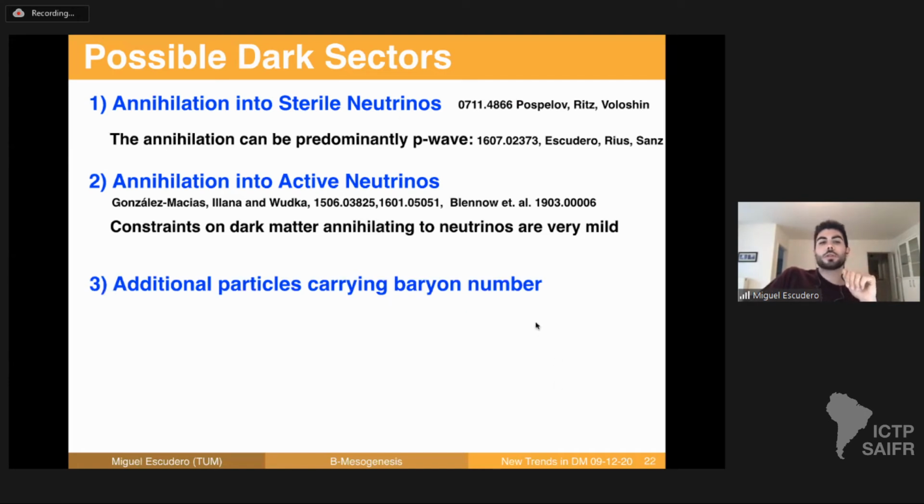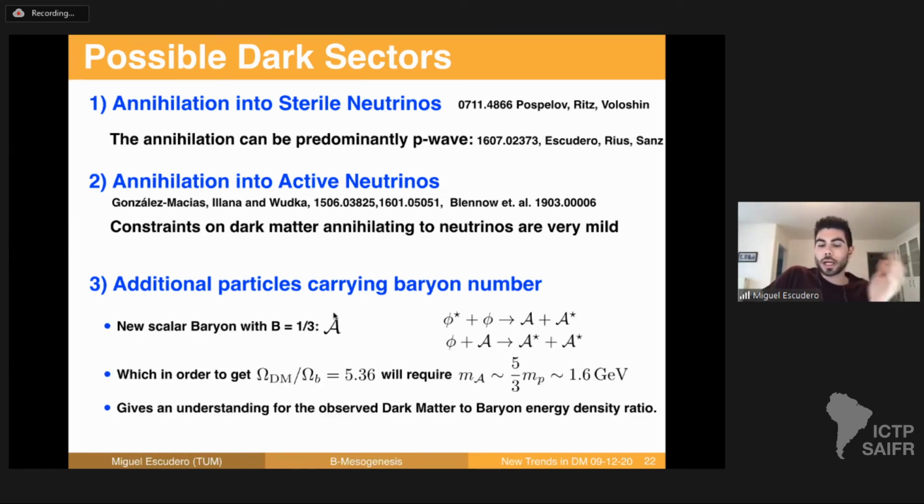And finally, the third possibility that we highlighted was that maybe there are additional particles carrying baryon number in the dark sector. Why could this be relevant? Well, if dark matter is made of only anti-baryons, then there are no annihilations, and we don't have to care about Planck constraints. So we highlighted the point with a new scalar baryon we call A, with baryon number 1/3, but it has nothing to do with a quark, so it's a standard model singlet. The good feature of this particle is that the asymmetry in the dark sector could be transferred to this state by just annihilations or semi-annihilations.